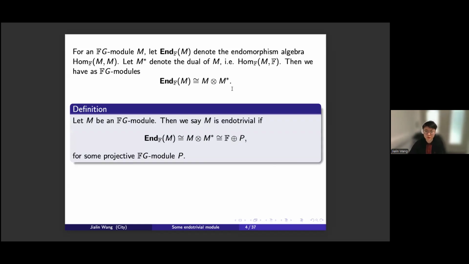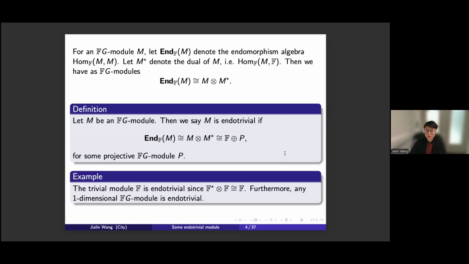So what is an endotrivial module? We say M is endotrivial if the endomorphism ring decomposes as the trivial module direct sum some projective FG-module, as an FG-module. Or equivalently, the tensor product of M and the dual of M decomposes as F plus a projective module P. So this is just the definition of endotrivial. It's quite straightforward.